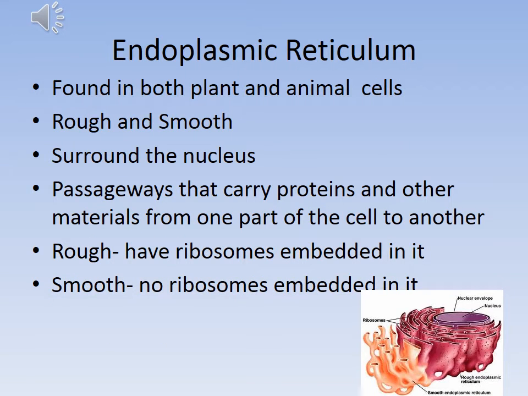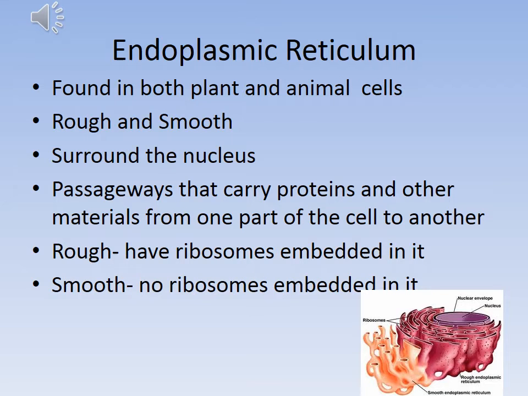The endoplasmic reticulum is found in both plant and animal cells. It's made of two parts, the rough and the smooth endoplasmic reticulum. The endoplasmic reticulum can be found surrounding the nucleus. It serves as a passageway that carries proteins and other materials from one part of the cell to another.